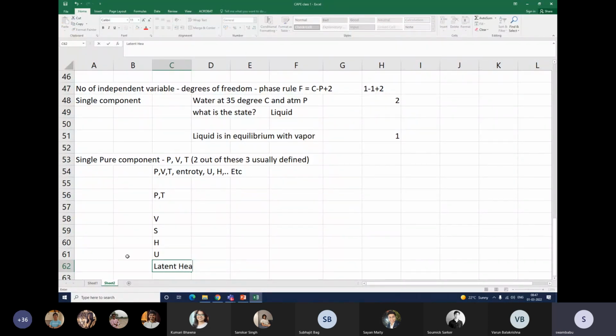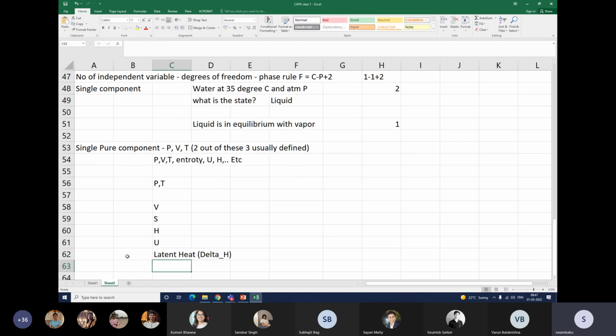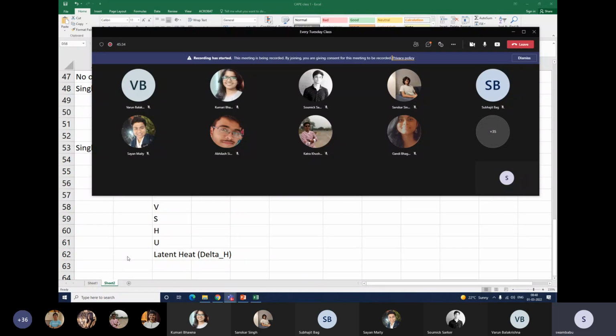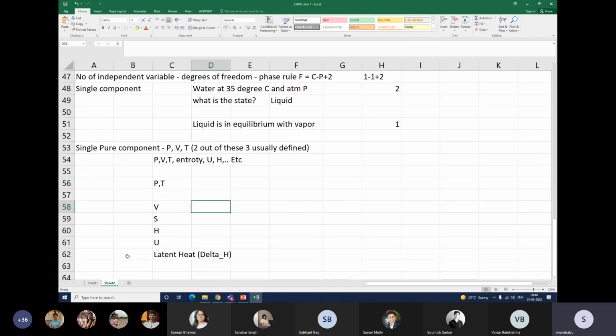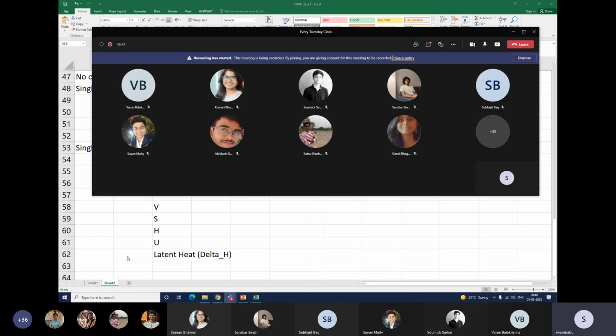The interrelations between all the properties are derived. Now, if I know pressure and temperature and want to estimate the volume, whether it's gas or liquid or vapor-liquid, what are the common things we use in thermodynamics? Anyone remember?